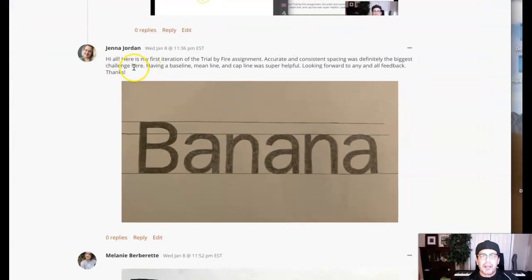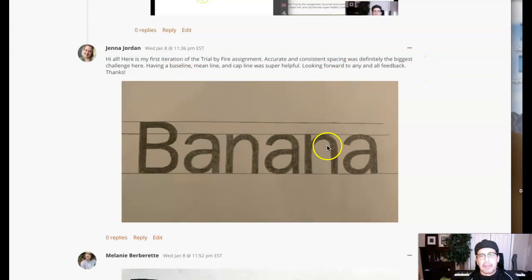Let's do that. Here's my first iteration trial. Accurate and consistent spacing was definitely the biggest challenge here. Definitely for you. I mean, it doesn't look like you were challenged at all by depicting the letter forms realistically and accurately. So that would leave what? Spacing, right? So that makes sense. Having a baseline, mean line, cap line was super helpful. Looking forward to any feedback at all.